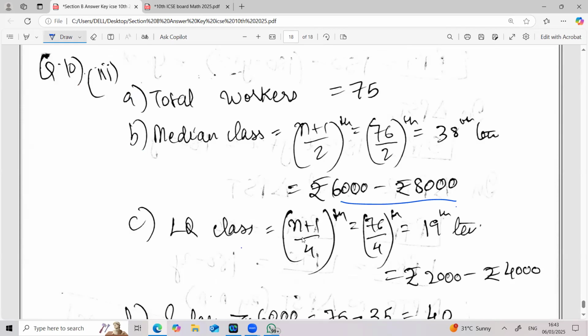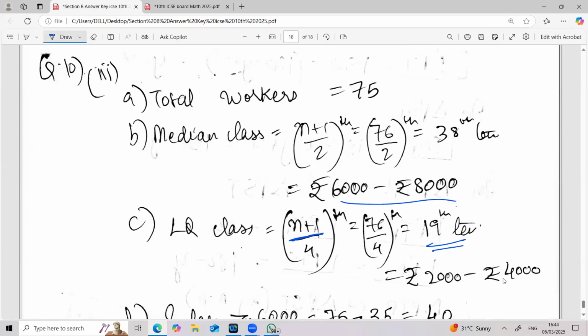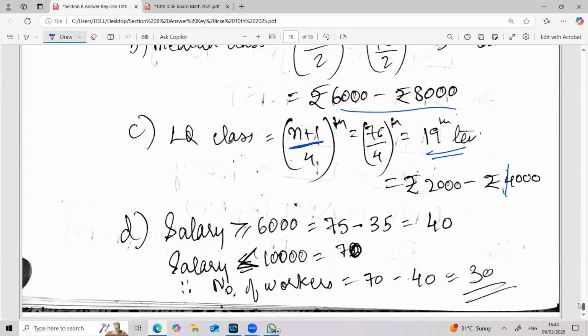Next, lower quartile. N plus 1 by 4th term. 19th term. So go and check in your graph. 19th will be somewhere here. Okay. So anyway, they're asking lower quartile ka class. So 2,000 to 4,000 rupees. 2,000 to 4,000 rupees. And now the final part.